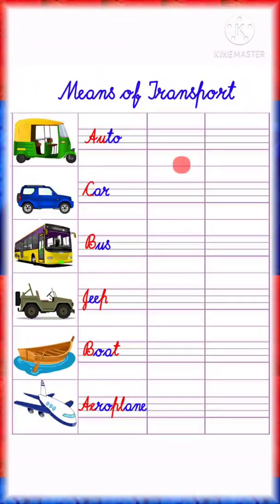So children, today you learned about land transport which moves on road and it is common means of transport, and you learned about water transport which sails on water. Thirdly, you learned about air transport which move in air. So now you will learn spelling of these means of transport and write in your notebook 2 times. Okay? Like auto, auto, car, car, bus, bus, jeep, jeep, boat, boat, and aeroplane, aeroplane.